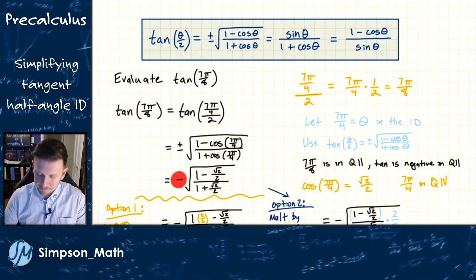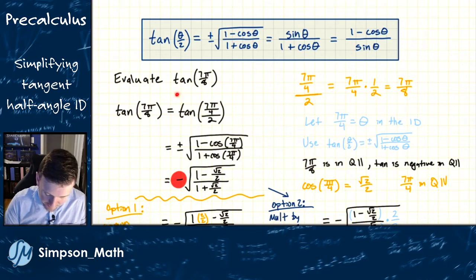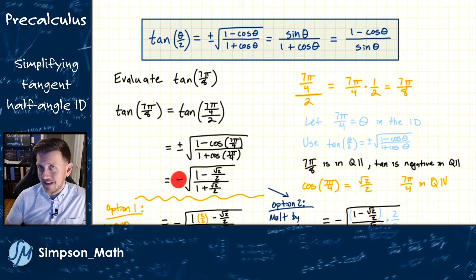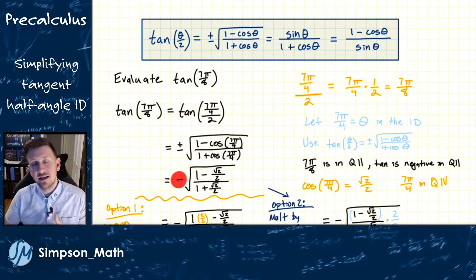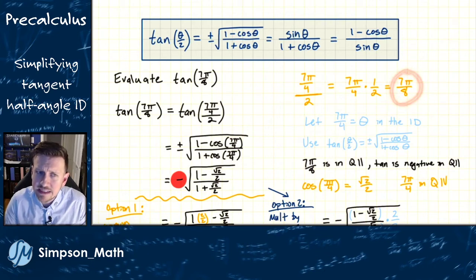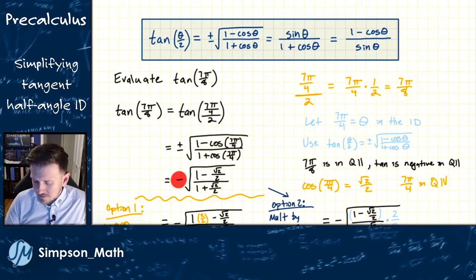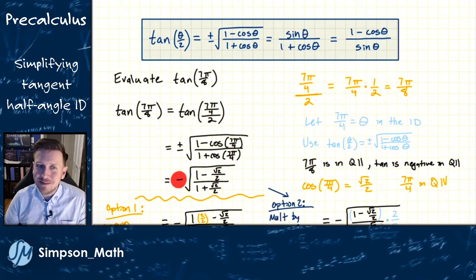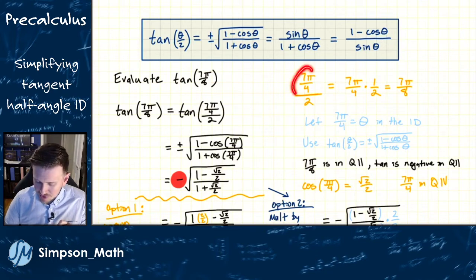So let's get started. We're going to be evaluating tangent of 7 pi eighths, and like I said, we're going to be doing the half-angle identity. So we need to make sure we know what theta is being halved with 7/8. Looking at our 7/8, you can think to yourself, okay, well, that's either going to be 7 pi fourths that's getting halved or 7 pi sixteenths. And to be honest, sometimes I don't remember. So just try it and simplify it and see if it's right.